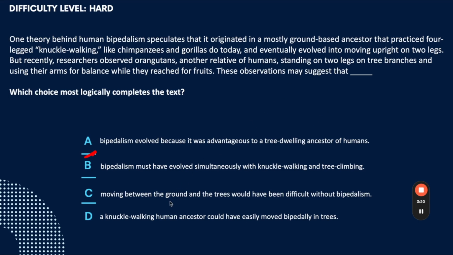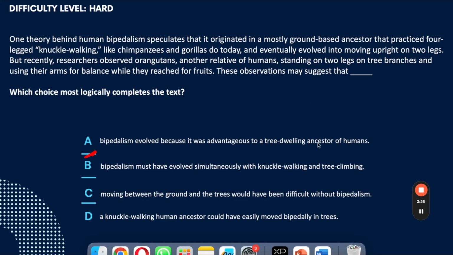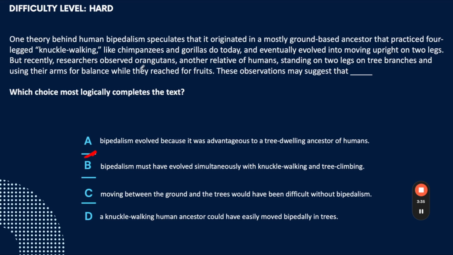Let's read B now. B must have evolved simultaneously with knuckle walking and tree climbing. Now, option B says that B, knuckle walking, and tree climbing all evolved at the same time. However, the text doesn't provide evidence or reasoning behind this, right? Instead, the text contrasts the traditional ground-based knuckle-walking theory with new evidence that suggests a potential role of tree-dwelling behaviors in the evolution of B. Therefore, this option is not the best, as it's contradicting the information given in the text, right?